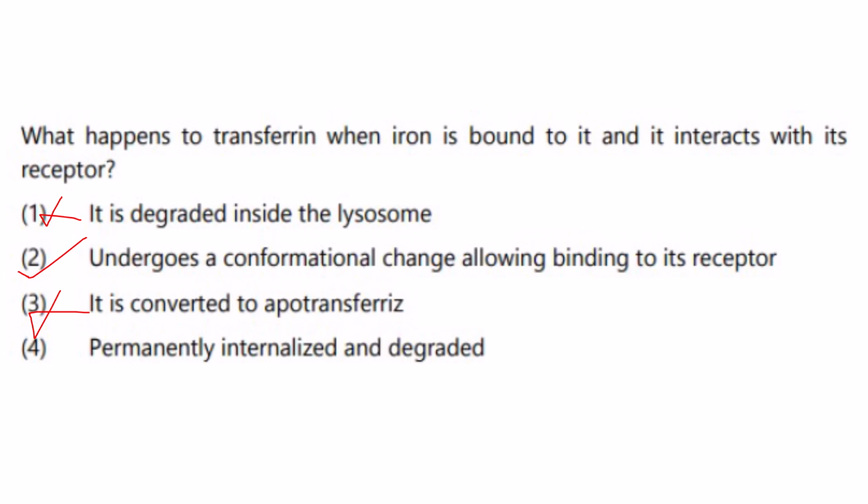Permanently internalized and degraded, no. Iron is released into the cell, into the cytosol. So it is not degraded. It is neither permanently internalized. The transferrin bound to its receptor is again recycled back to the cell membrane. So it is not permanently internalized and degraded. So 4 is also not correct. So the answer is option 2.